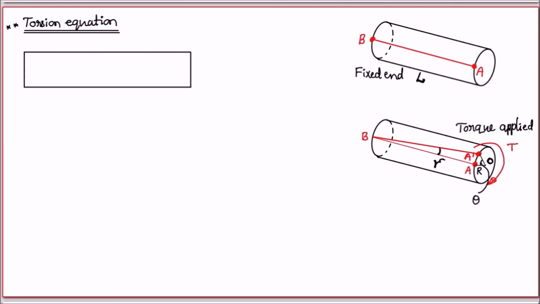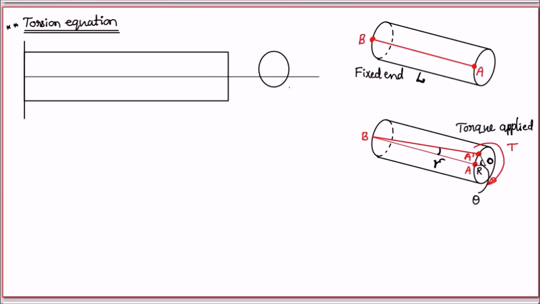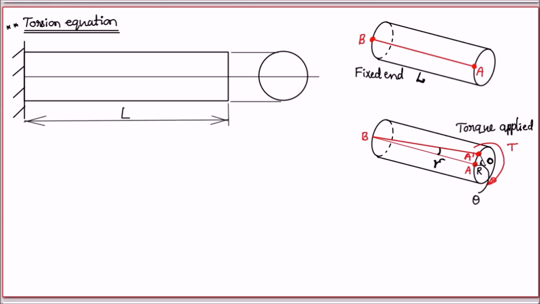This rectangle represents the front view of this shaft, and I'll show the axis also here. And in the side view, it looks like this. I will draw a circle. This is the side view. This is the projector. And let us say it is fixed at this end. And let us call the length of the shaft L.